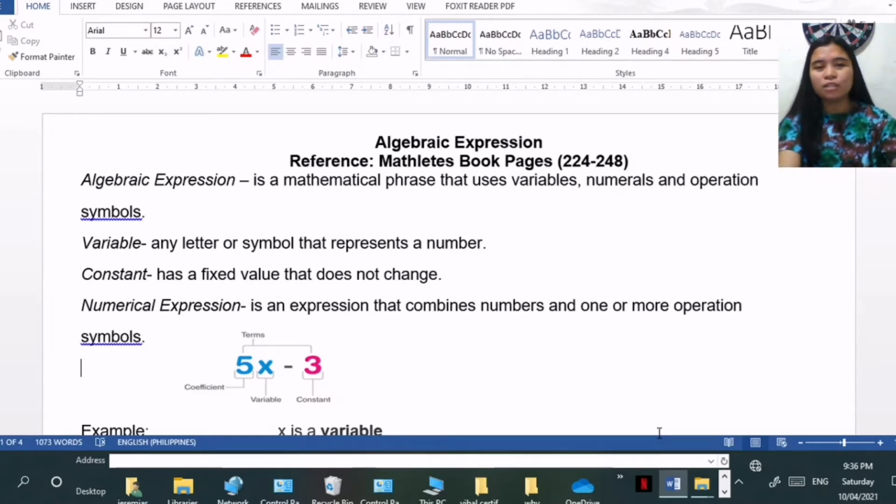Okay, so first, I will give you the definition of the following. We will just read it. We have here algebraic expression. When we say algebraic expression, what is it? It says here it is a mathematical phrase that uses variables, numerals, and operation symbols. So it should have variables, numerals, and operations. Later we will find out what a variable is. What are numerals? From the word numer or number. And then operation, we usually use for operations.